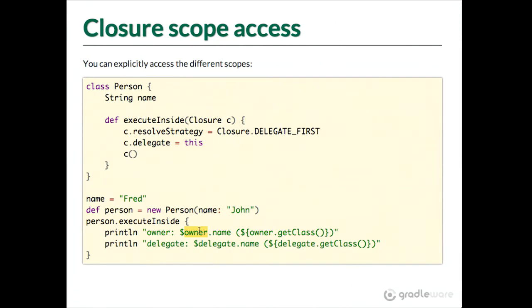So inside a closure, you can actually reference the owner object or the delegate object and go that way. And again, 95% of people never have to touch this. It usually just works. But since we're talking about Groovy, this is part of Groovy, and you can go that way. So if I explicitly want the owner name, I can say owner.name or delegate.name.